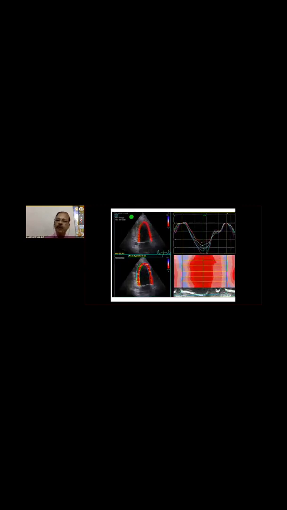So this way, first the apical long axis view, then you can use the 4-chamber view, same thing, and then the 2-chamber view. Once you finish these 3 views, the machine automatically gives you this format.